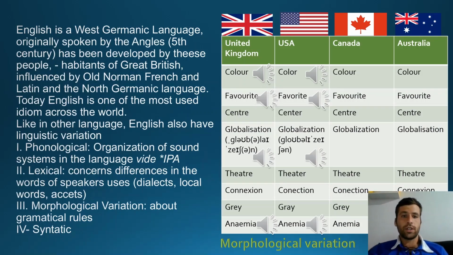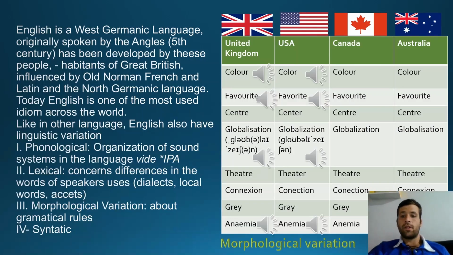English is a West Germanic language originally spoken by the Angles and has been developed by these people, inhabitants of Great Britain, influenced by Old Norman, French, and Latin and North German languages. Today, English is one of the most used idioms across the world. And like in other languages, English also has linguistic variation, like phonological, lexical, morphological, and syntactic variation.